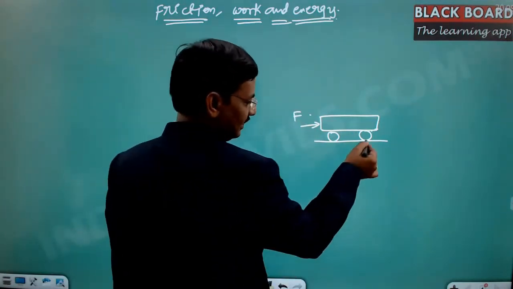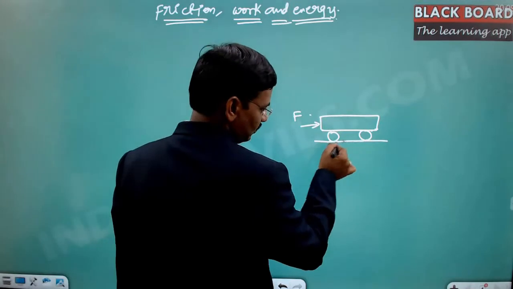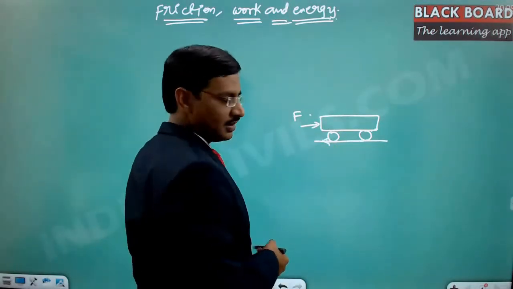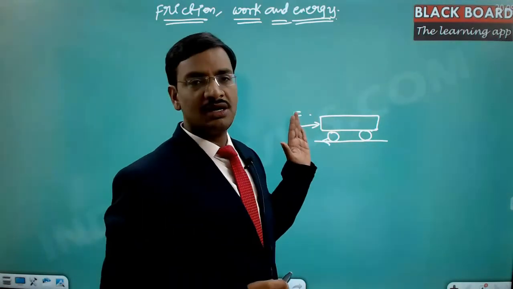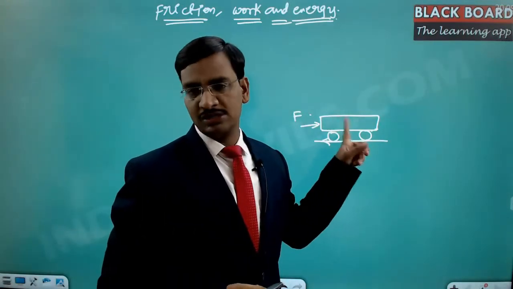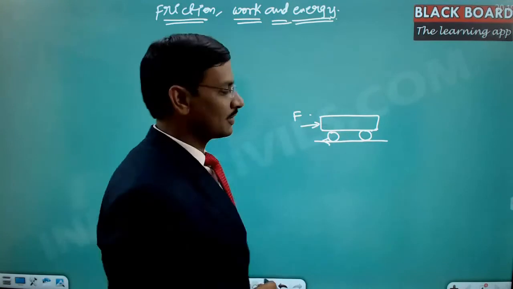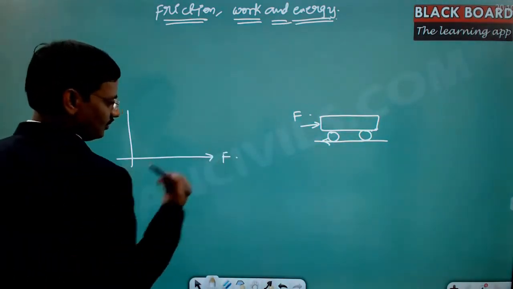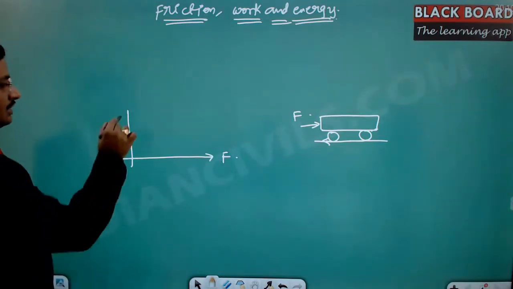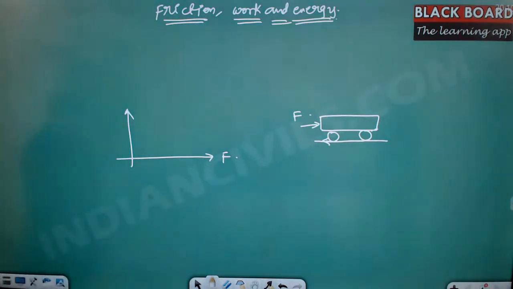Obviously there will be a counter force developed by the road, and that force will try to oppose this particular force and will not allow the car to move. If you try to draw the graph of the force, this is the force you have applied, and this is the frictional force that is going to develop.